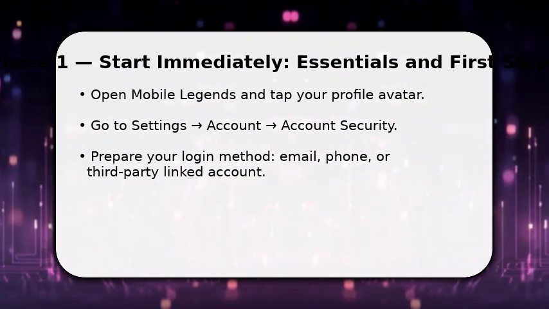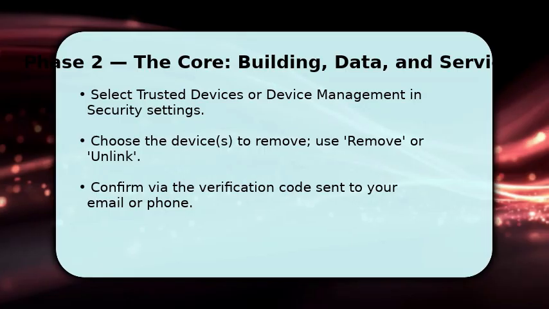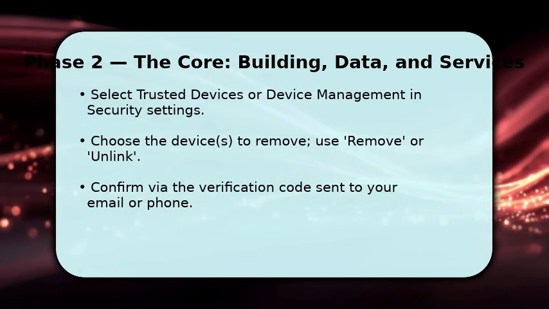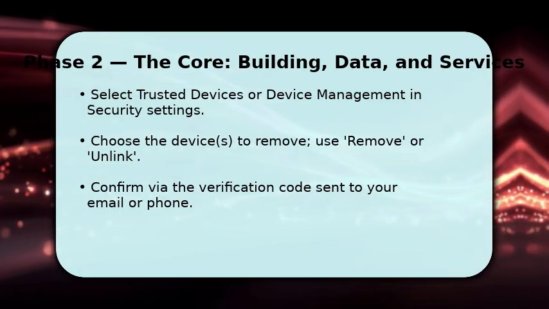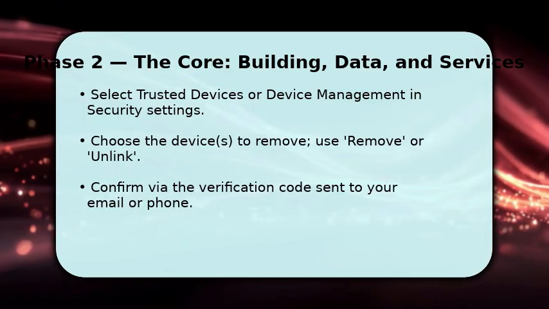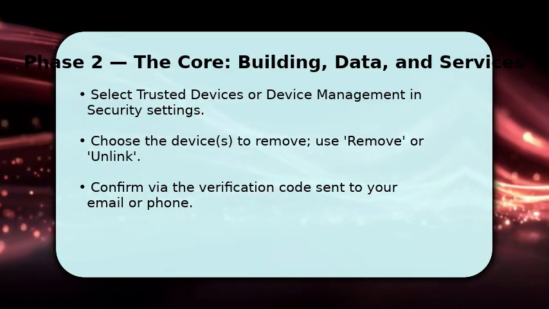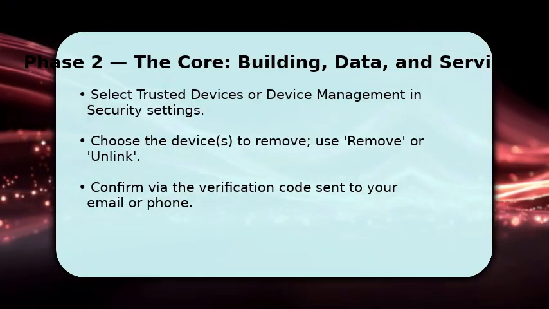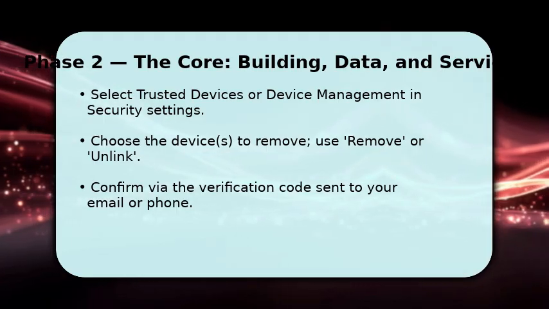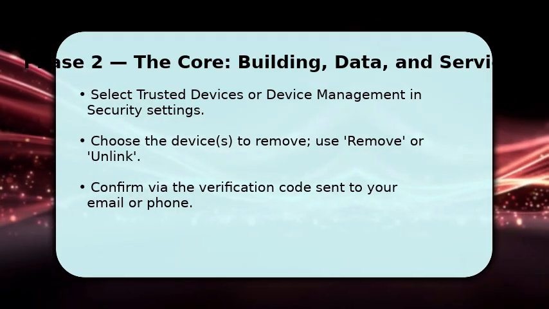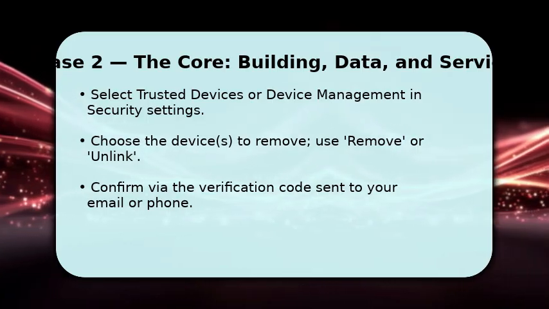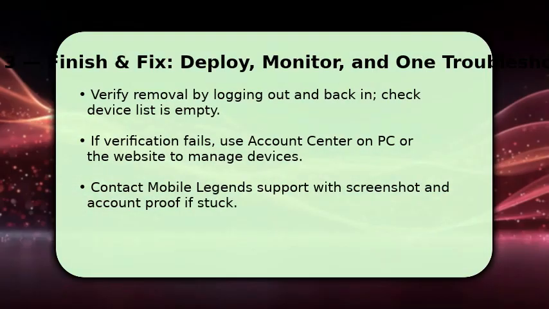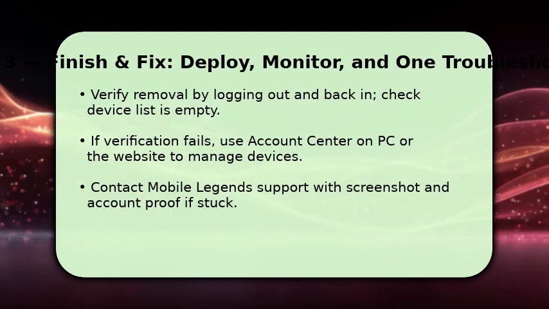Now you enter Trusted Devices or Device Management inside Account Security. Locate the list of authorized devices. Select each device you no longer recognize or want and tap Remove or Unlink. Don't skip confirmation. When prompted, enter the verification code sent to your email or phone. This proves you own the account. Once done, the device is revoked and cannot access your account without re-authentication. Make sure to repeat for every device. Finish by logging out and then logging back in to confirm the device list shows no unwanted entries.